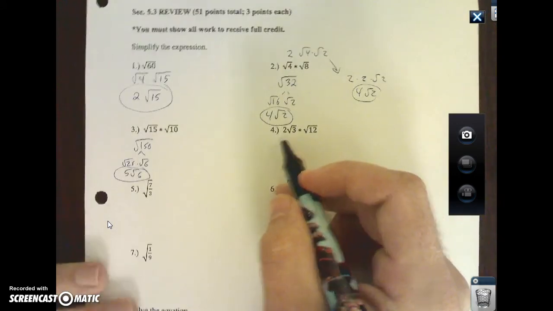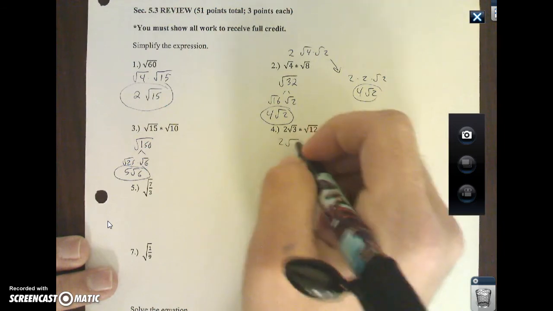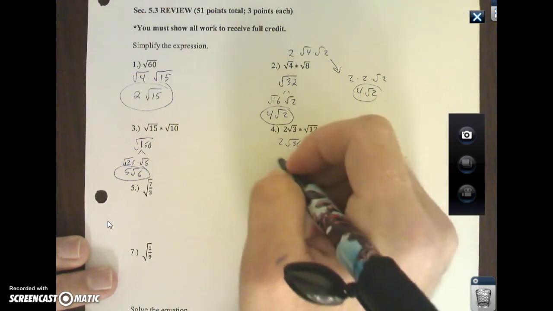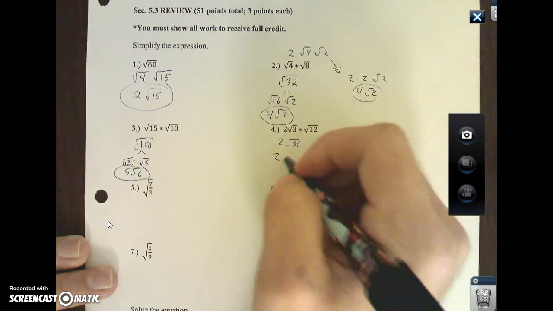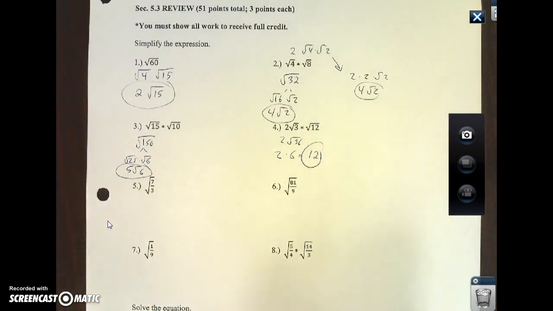So number 4, you can multiply numbers under the radical. So we get 2 root 36. Root 36 is just 6. There you go. Okay, so not all your answers have to have a square root in them.